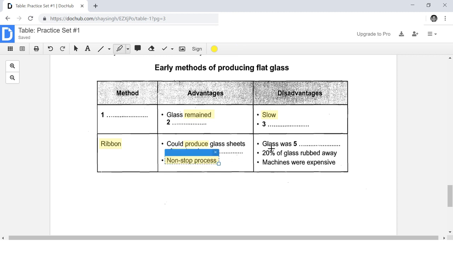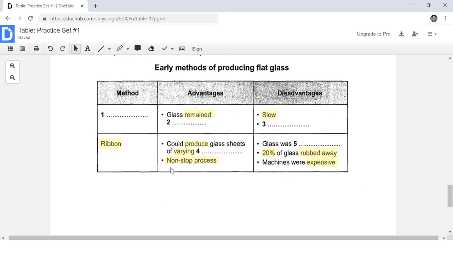That's a good keyword. There we go, 20%. Now that's a fantastic keyword. Anytime we have numbers, proper nouns, we love that. All right, now here we have something about the machines being expensive. And let's see, do we have anything else? Glass rubbed away. 20% of the glass rubbed away. Okay, I think that is a good start to get started with looking for our answers.